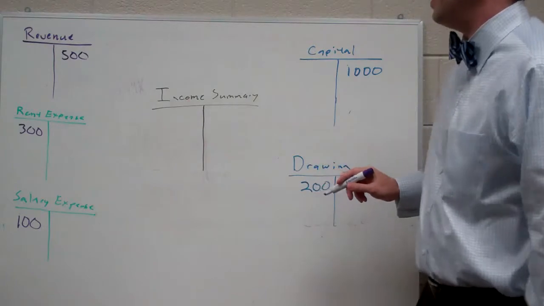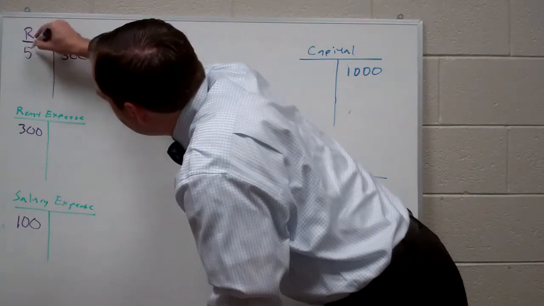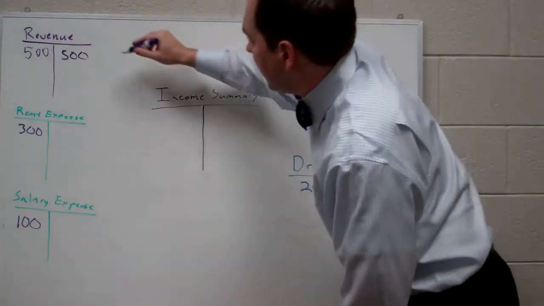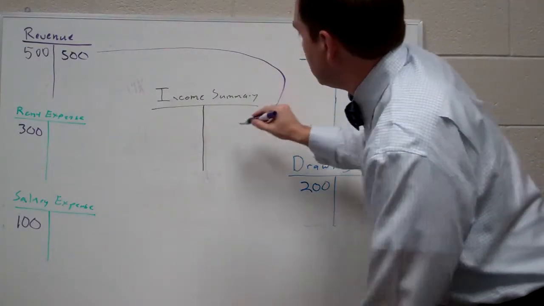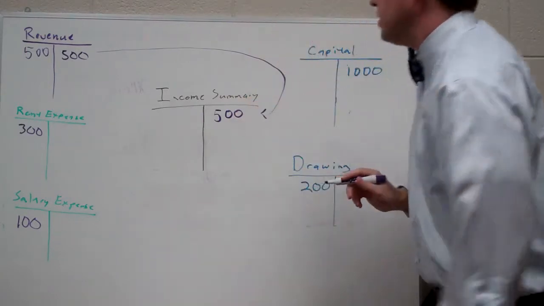So we're going to do that by debiting revenue for $500, because now its balance is zero, and we'll have an offsetting credit of $500 to income summary.